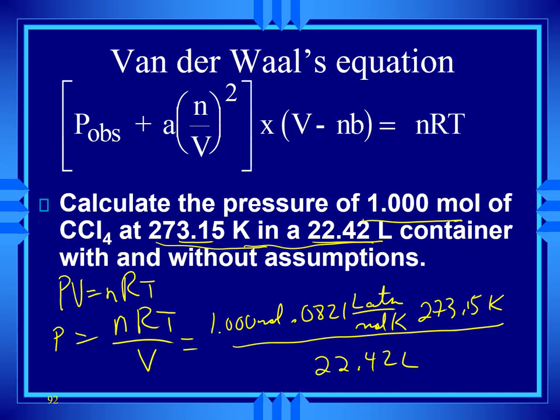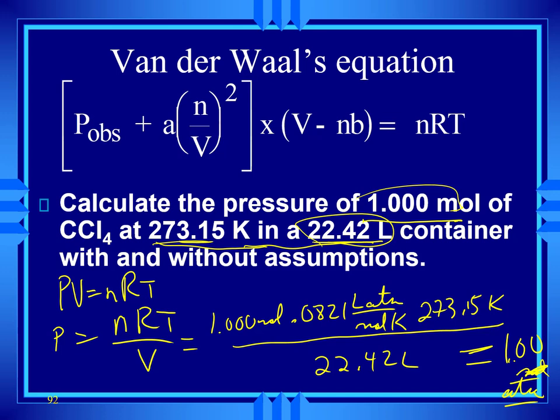And with 3 sig figs, I get, surprise, surprise, 1.00 moles. Or sorry, not moles, atmospheres. And it should be because we've got 1 mole in 22.4 liters, and I'm at 0 degrees Celsius, so the pressure should be 1 atmosphere.